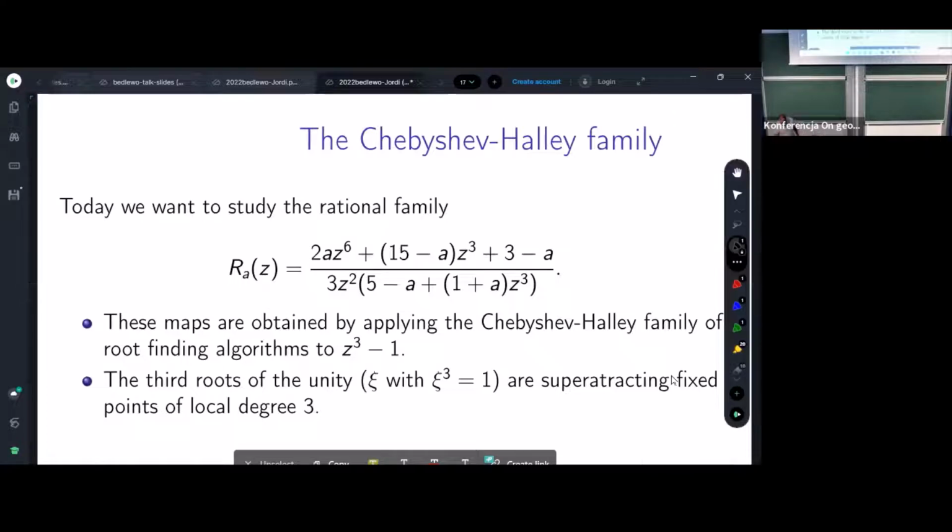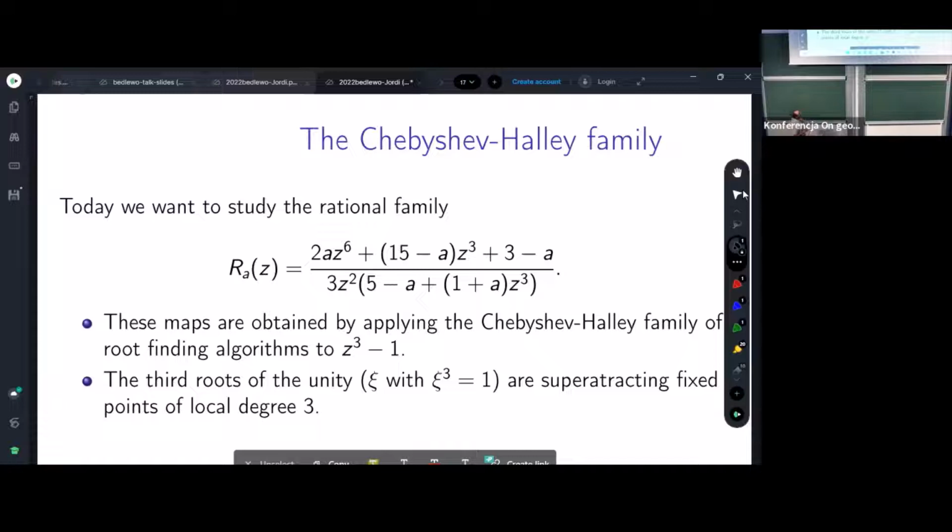Now we go to the family we want to study, the Chebyshev-Halley family. These rational maps are obtained by applying the Chebyshev-Halley methods to the polynomial z cubed minus 1. If you are interested in the formula for these methods, you can find it in Dan's posters downstairs. This is a family of methods, and every parameter represents a different numerical method. This family contains several known methods, such as Halley's method and Chebyshev's method, for instance.